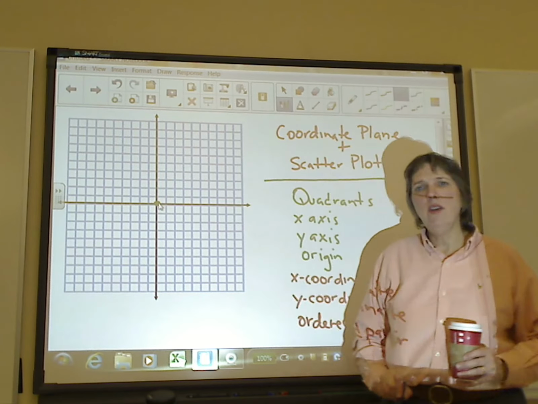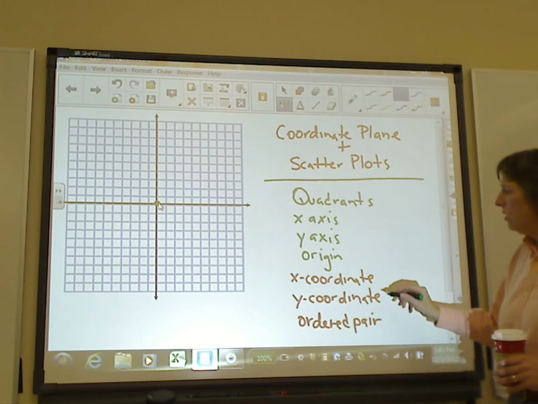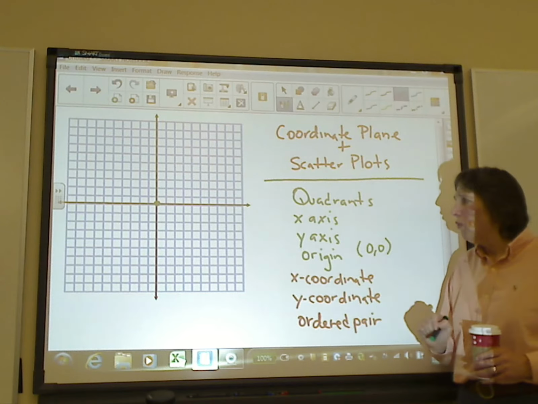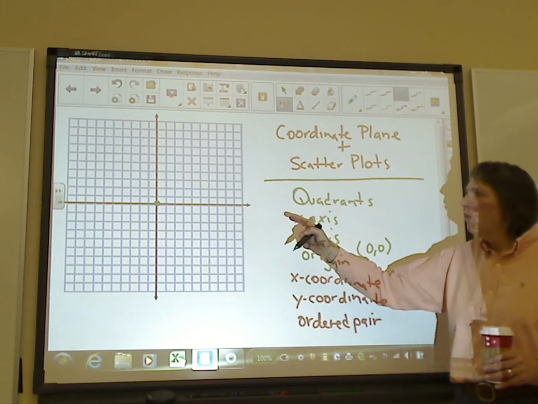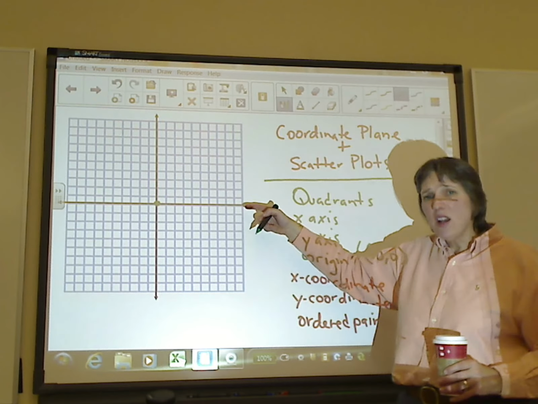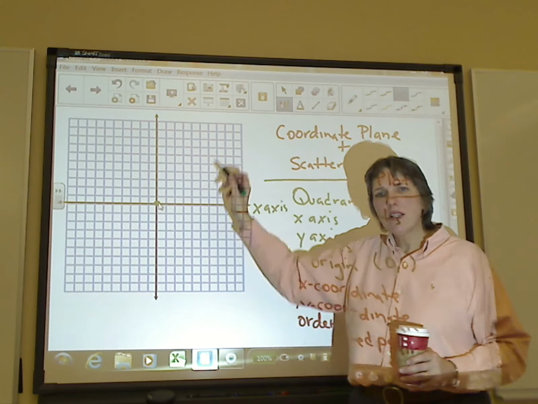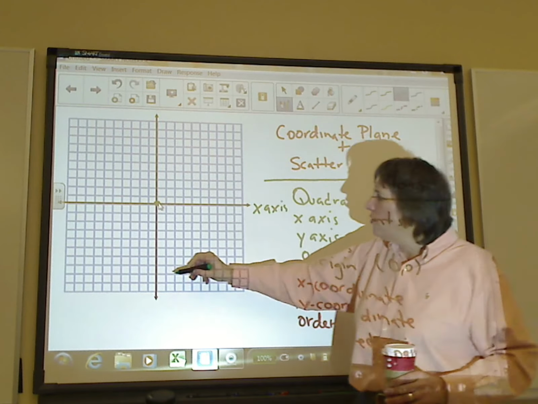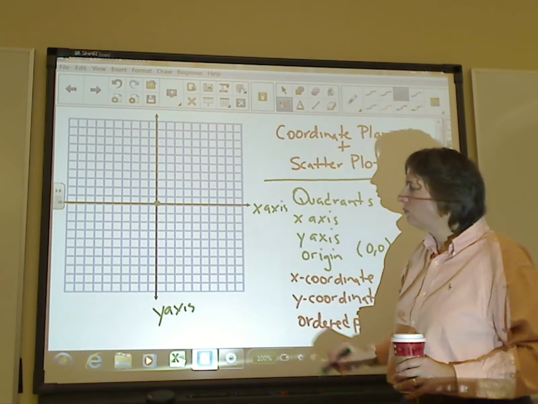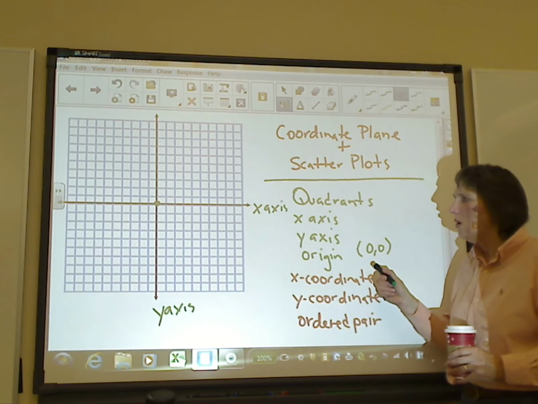That point of intersection, where the two main lines intersect, is called the origin. And that point is (0, 0). So write that down: the origin is the point (0, 0). The line that goes this way, a horizontal line, is called the x-axis. That's the horizontal line that makes up the coordinate plane. The vertical line is called the y-axis. And where they meet, right in the center, is called the origin, and the origin is the point (0, 0).